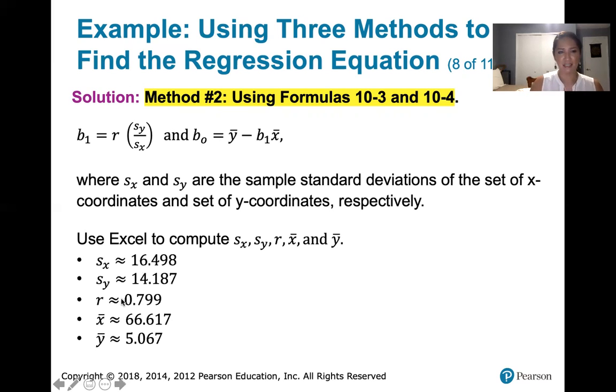If I use technology, these are the sample standard deviations that I obtain. This is the linear correlation coefficient. This is my x bar, and this is my y bar, excuse me. But those are the same values that I would get if I used those formulas from chapter 3, and I used that formula from 10.1 for R, and if I use the formulas from chapter 3 for x bar and y bar. But let me show you how to compute all of that in Excel.